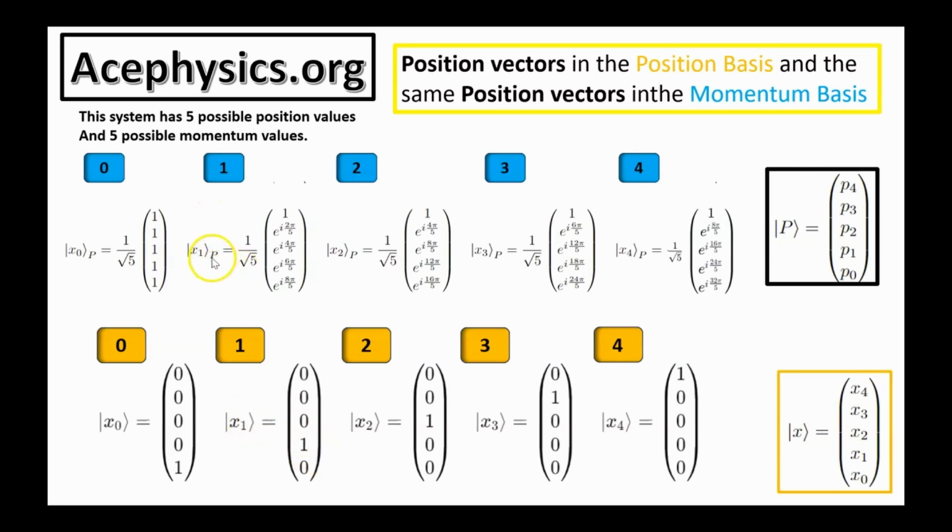x1 subscript p means you're at position 1, but you're written in the momentum basis. So these are momentums, not position, but it still means that you're at position 1. This means that you're at position 2, but it's written in the momentum basis.